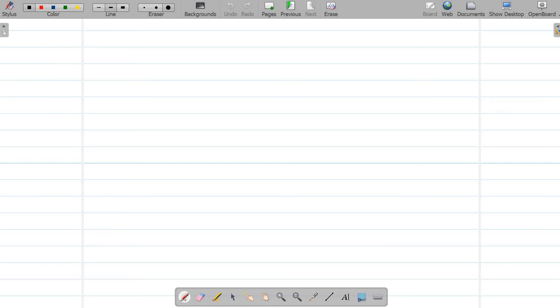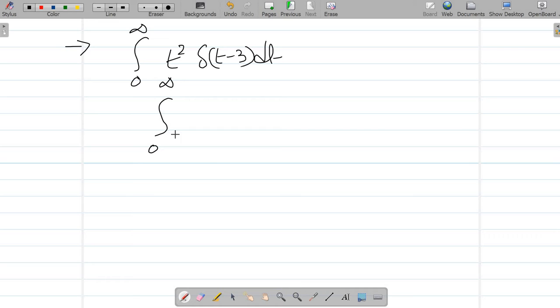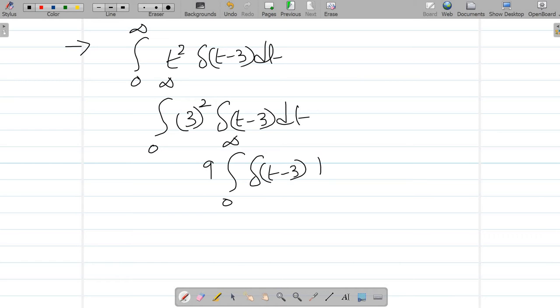So we'll take up the next problem. The next problem is the integral from 0 to infinity of t squared delta t minus 3. Now from the previous problem, it becomes very simple for us to evaluate. I have to put 3 in t here, so it becomes integral 0 to infinity of 3 squared delta t minus 3 dt. Now this becomes 9 into the integral from 0 to infinity of delta t minus 3 dt, and the answer becomes 9. Okay, so let us take the next problem.